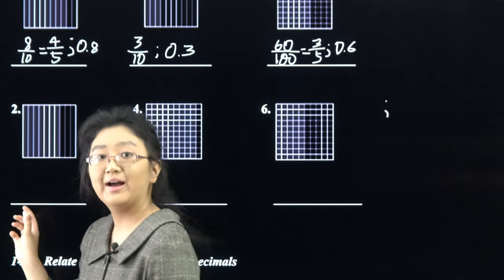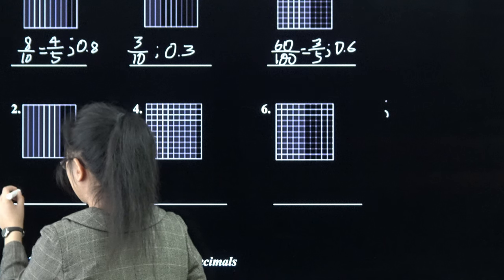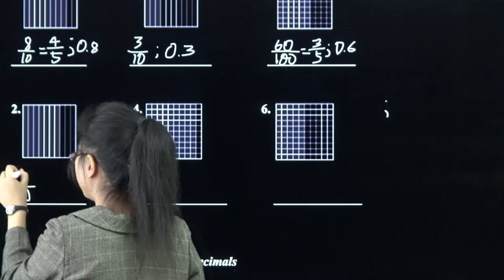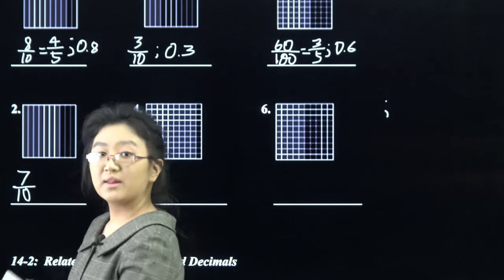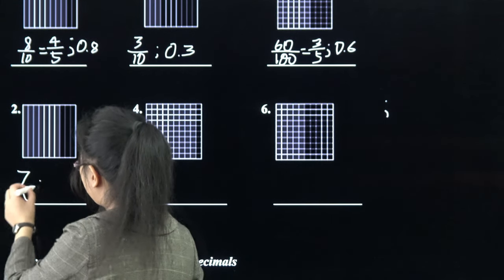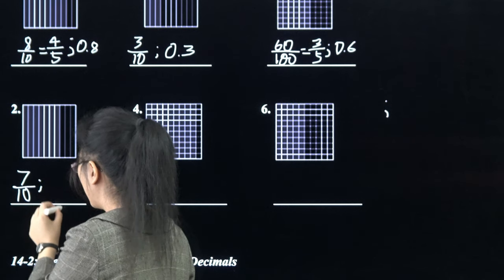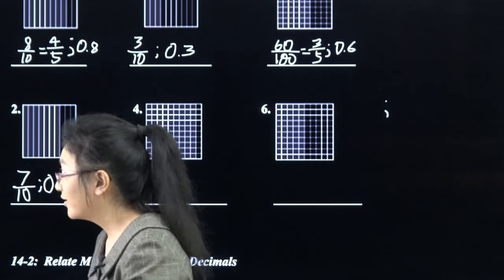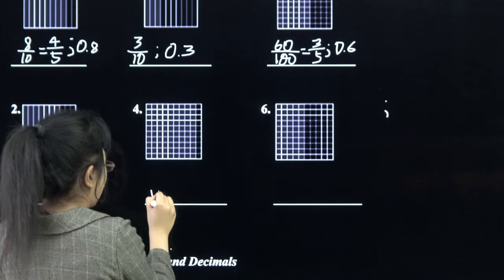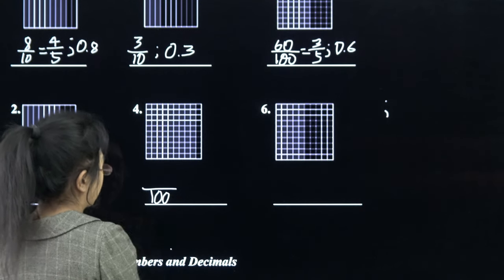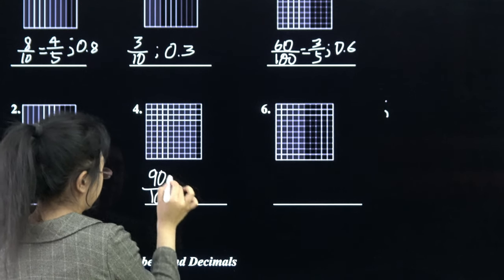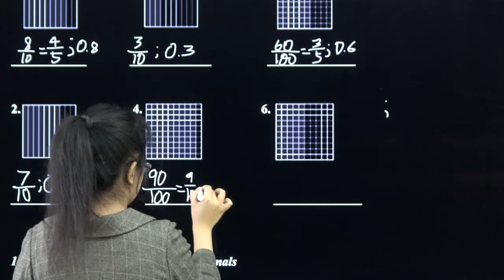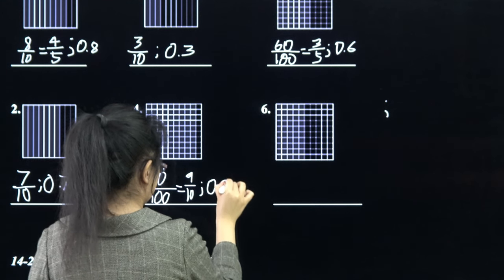Now for this one, we also have 10 as a denominator, and 7 of them are shaded. 7 is the numerator. We can't simplify this further, so we move on to the decimal part. And 7/10, 0.7, 7 is in the tenths spot. This one also has 100 as a denominator, and this time 90 is the numerator. That simplifies down to 9 over 10. 9/10, which in decimal form would be 0.9.